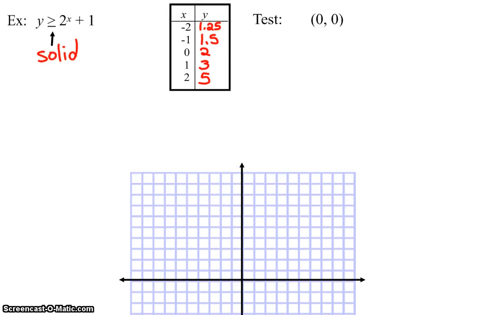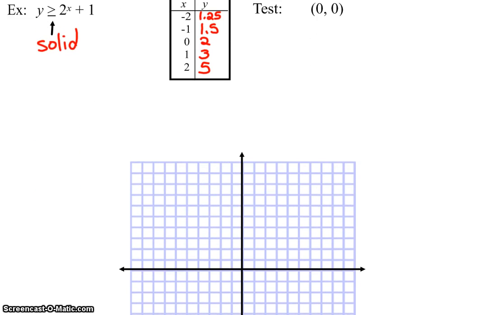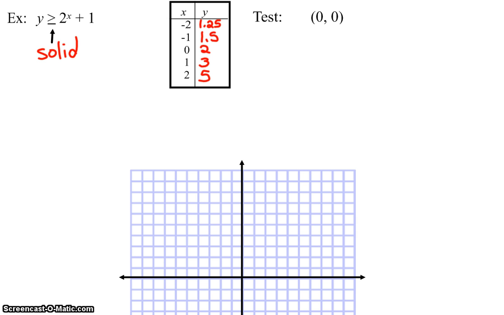We know we're going to draw a solid boundary, so let's go ahead and graph those. -2, 1 1/4. -1, 1 1/2. 0, 2, 1, 3, and 2, 5. Now, it was a solid boundary, so we're going to sketch that in first. And notice that what the plus 1 did was moved our horizontal asymptote up to 1 instead of 0.